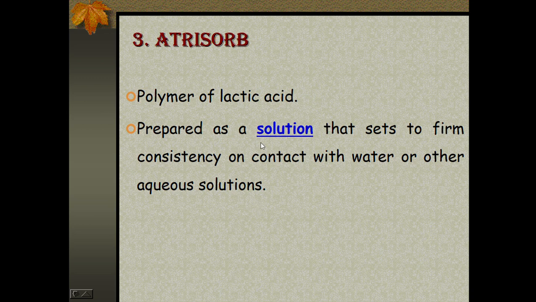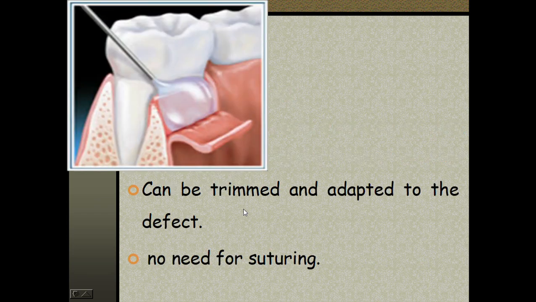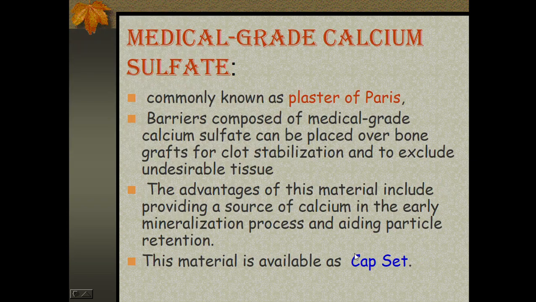Atrisorb. Atrisorb is prepared as a solution. That is set to a firm consistency when it comes in contact with water or other aqueous solution. So it is provided in a syringe. When this solution is placed in the defect, it sets over a period of time. It can be trimmed and adapted to the defect and there is no need for suturing.